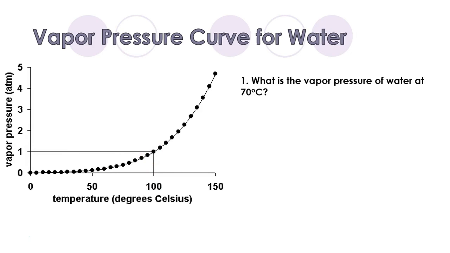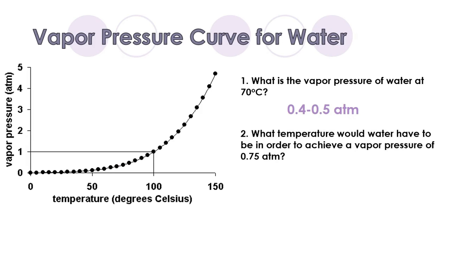So let's take a look at this question. It says, what is the vapor pressure of water at 70 degrees Celsius? So you're going to take a look at this graph. You're going to look for 70 degrees Celsius approximately right over here. And you're going to take that across to the y-axis and you're going to say approximately between 0.4 and 0.5 atm is the vapor pressure of water at 70 degrees Celsius.